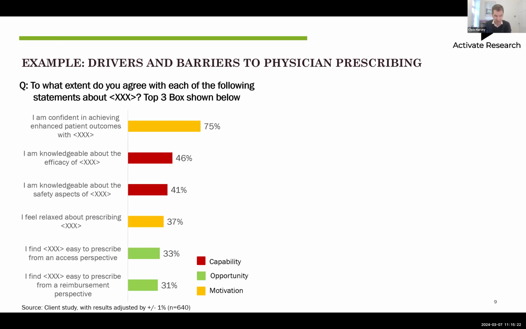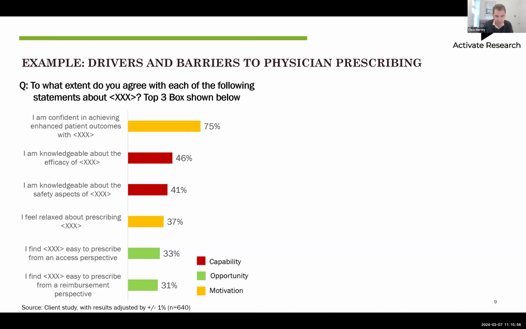So in this particular scenario, the client had a bunch of existing research we were able to interrogate, and we came up with 6 simple statements on a 7-point agreement scale, intended to measure people's readiness, if you like, to prescribe this particular treatment. So, for example, under capability, the two red bars, we can see we asked about people's knowledge about the efficacy of this particular treatment or the effectiveness of this particular drug. Under capability, we also asked about knowledge about safety aspects.